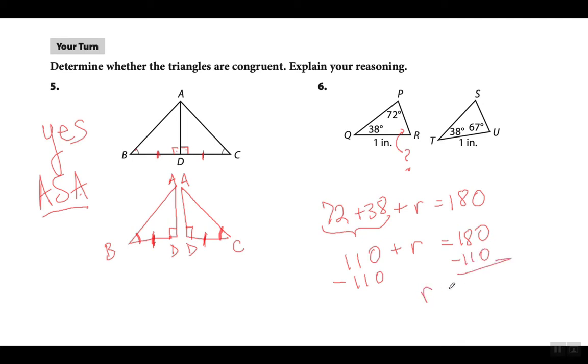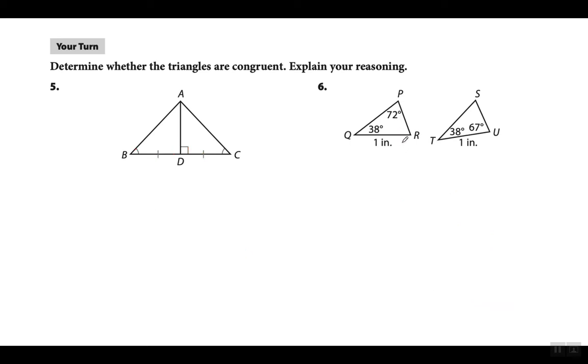All right, so r equals 70 degrees. R equals 70. Okay, así que este ángulo tiene que ser 70 grados. All right, now look at the other triangle. If this is 38, 72, and 70, there's no way that this one is going to be either 72 or 70. All right, so I could stop right there and say no, they are not congruent.